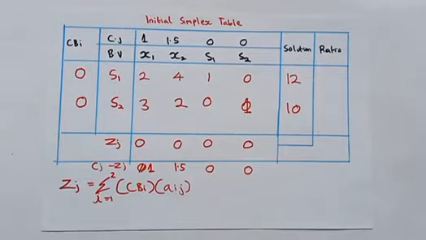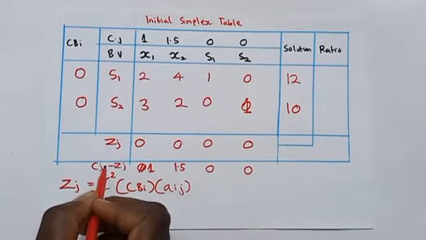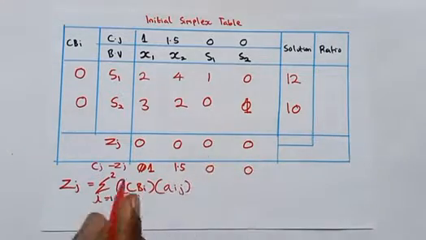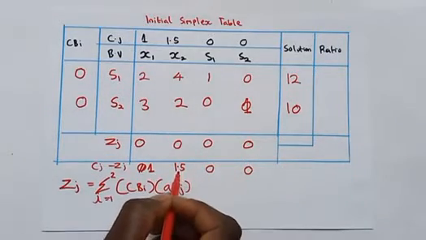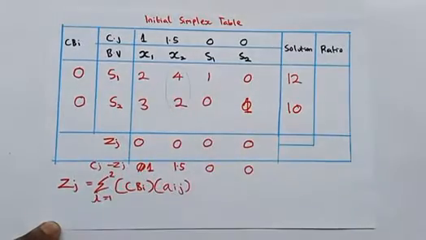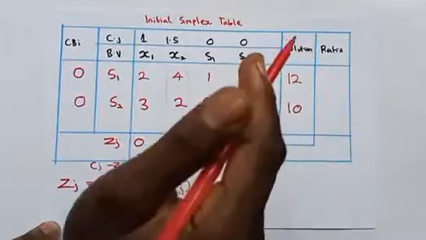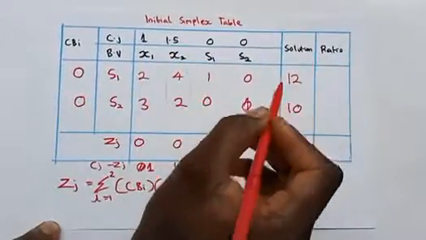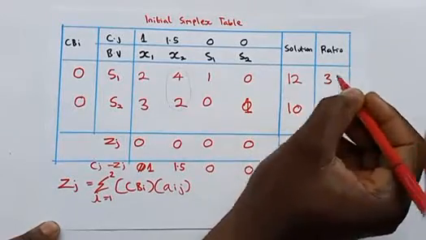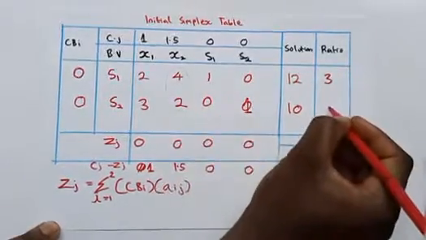Then the next thing to do is, from cj minus zj, find the maximum positive number. Here the maximum positive number is 1.5. So this column becomes your key column. Now, divide the solution by the key column to get your ratio. So 12 divided by 4 gives you what? 3. And 10 divided by 2 gives you what? 5.